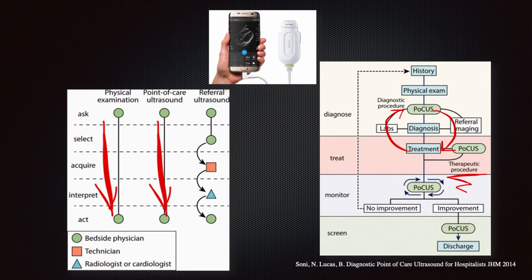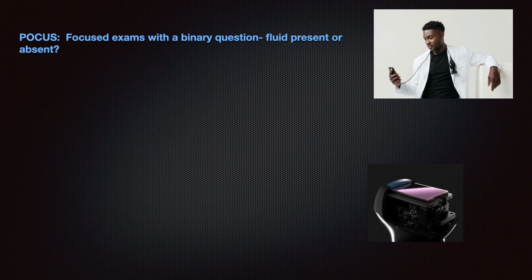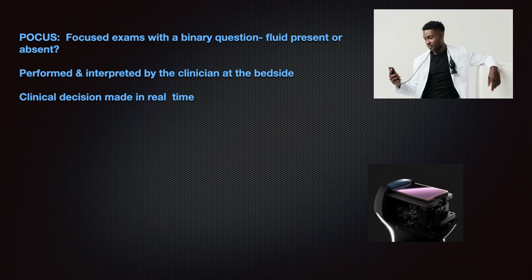And then also, obviously, it's used to help guide therapeutic procedures, say thoracentesis or paracentesis of the abdomen is done much safer under point-of-care ultrasound guidance. So again, just to highlight, POCUS is a focused exam with a binary question that it usually answers, such as, is there fluid present or absent in the structure that you're imaging? It's done by the clinician at the bedside and interpreted by that clinician doing the ultrasound. The decision is made in real time and treatments are prescribed. And then again, it helps guide procedures safely if there's some that need to be done.